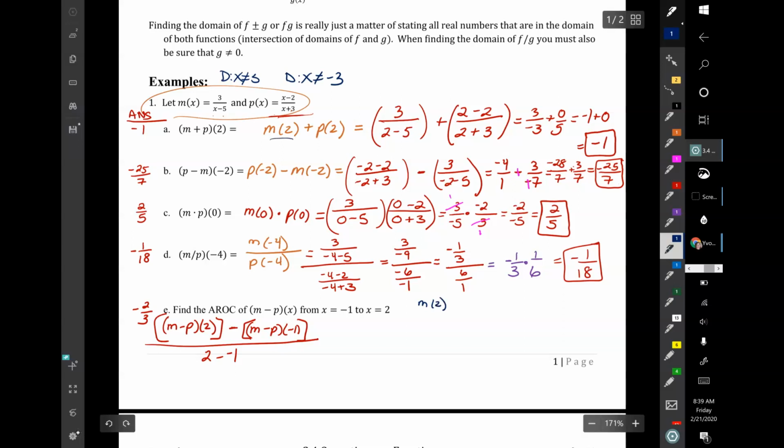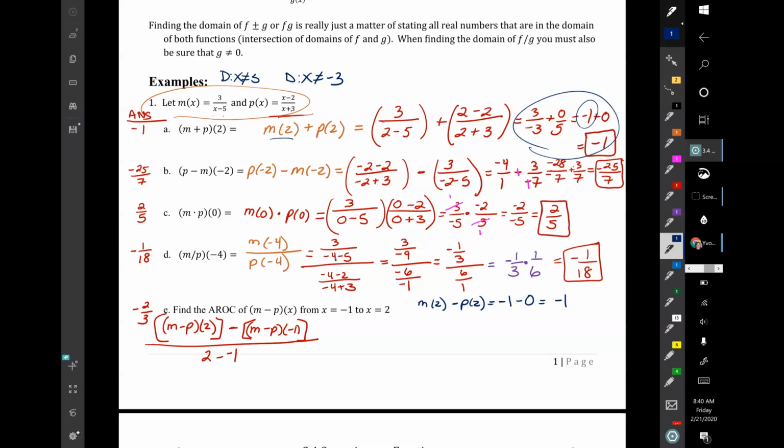M of 2 worked out to be -1 from before. So I can just use that number because m minus p of 2, remember, is m of 2 minus p of 2. So that would give me -1. And then I figured out p of 2 was going to be 0, so -0. So I get -1. You could redo it, but I'm just using it from up here. Here I was adding, but I'm subtracting this time, but it's just 0, so it comes out to be the same answer.